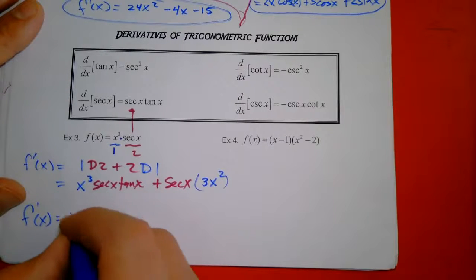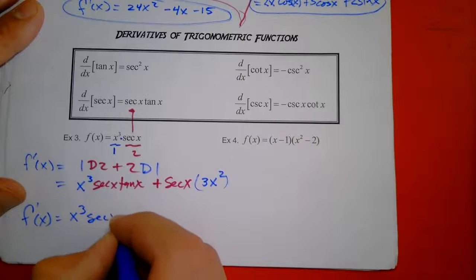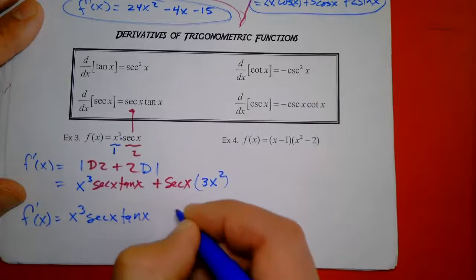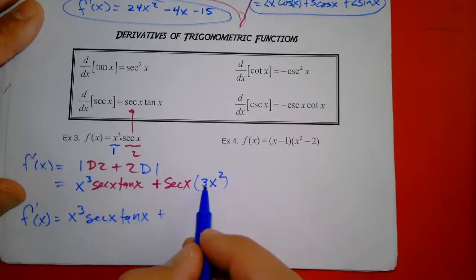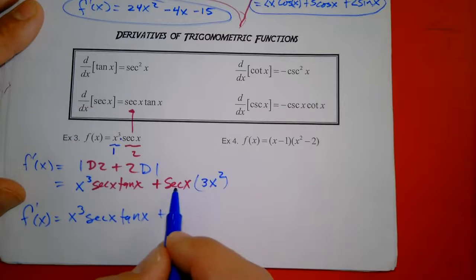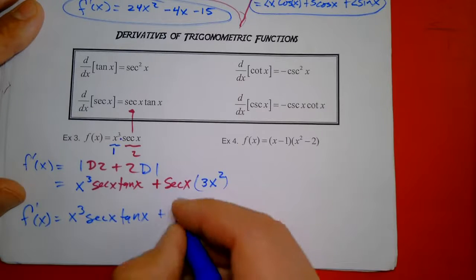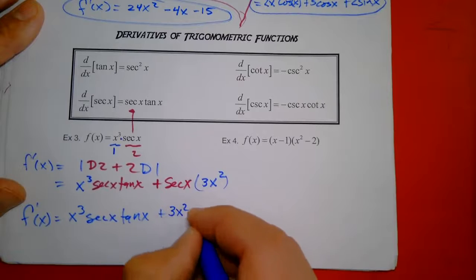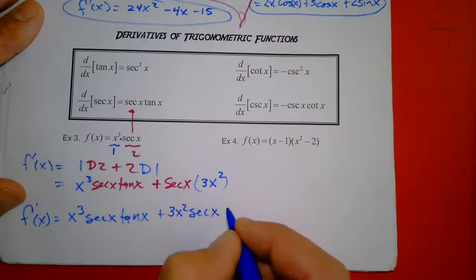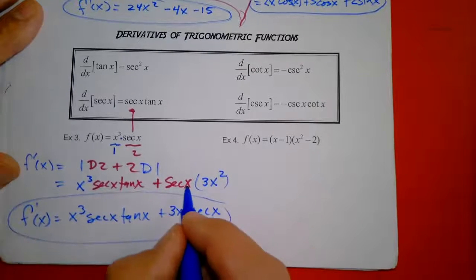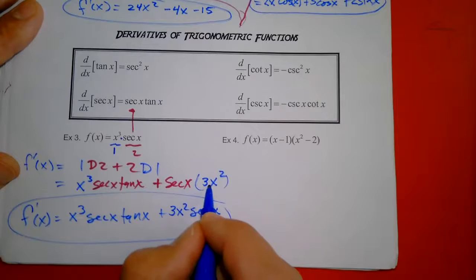Nothing you can do on the front, it's just x cubed, and then secant of x, tangent of x. But over here, you want to simplify. When you take this times the secant of x, really you just put it out in front. It's 3x squared secant of x. You do not take this x times 3x squared and make that 3x cubed. That's not how it works.